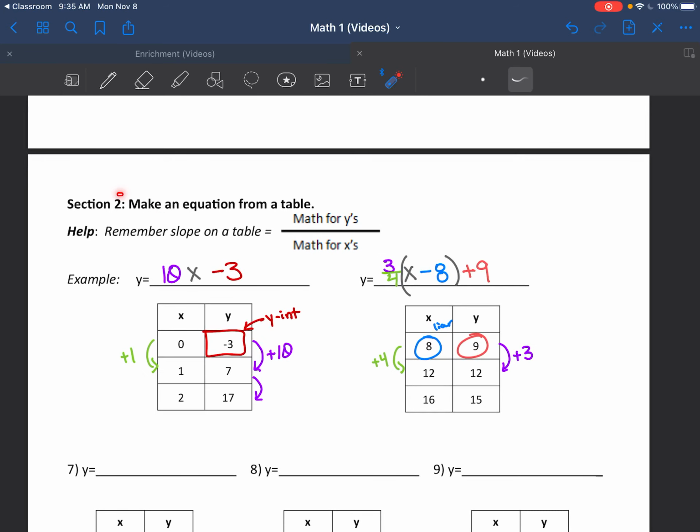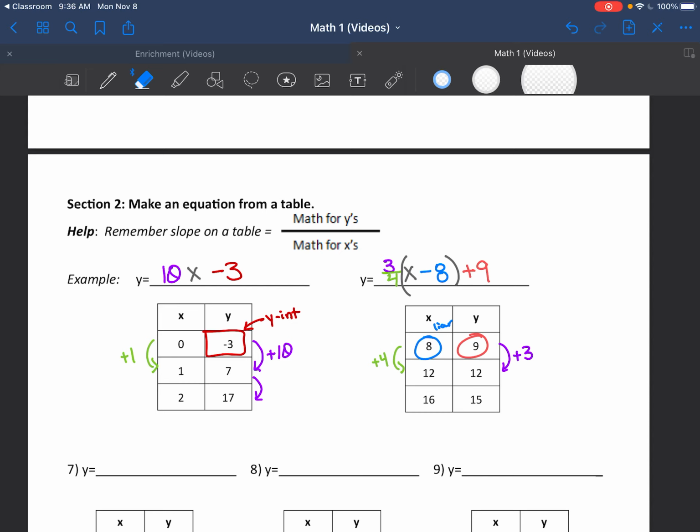Next one, we're going to make an equation from a table. So here we start with 0, -3, so we have the y-intercept. As we go down the table, we're adding by 10 and by 1. And right now it just says y equals 10x minus 3. Now you could write it as 10 over 1, and that is okay. But remember, any number written over 1, we can just write as just that number.